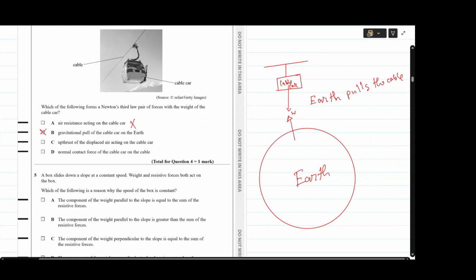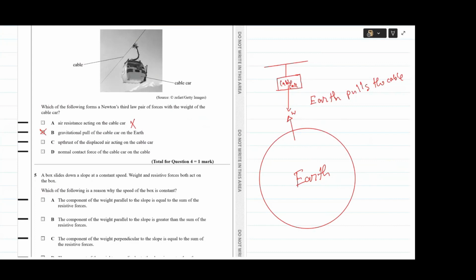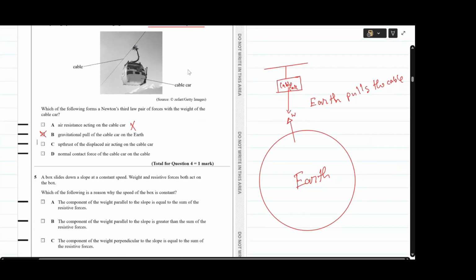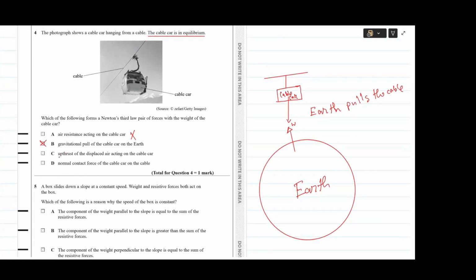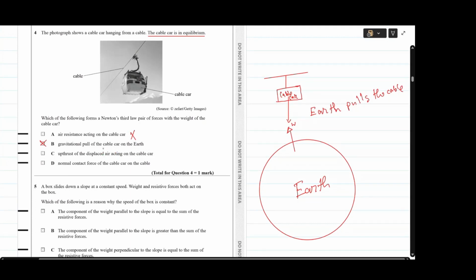And we know that every body of mass will attract each other. But let's see why C and D are not the correct answer. Upthrust of the displaced air acting on the cable car. Now, that is not the correct answer because the density of air is very low, which is why upthrust is totally ignored. Normal contact force of the cable car on the cable, that is also not the correct answer.